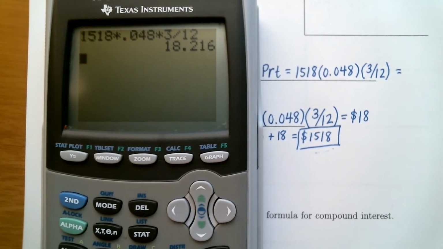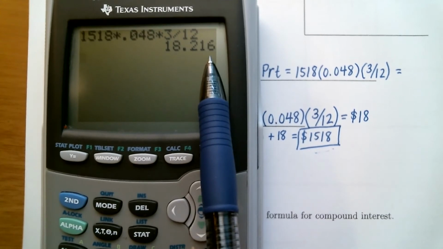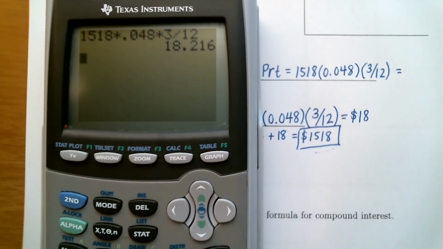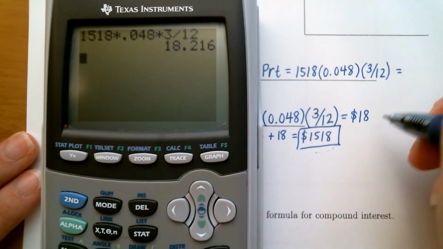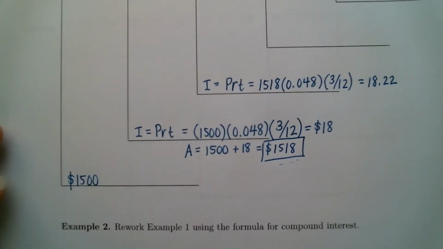So we're going to have $18 and 21 is the cents here. You need to look at the 6. The 6 means to round up. So this is going to be $18.22. Okay, that's how much interest you earned during the second quarter.